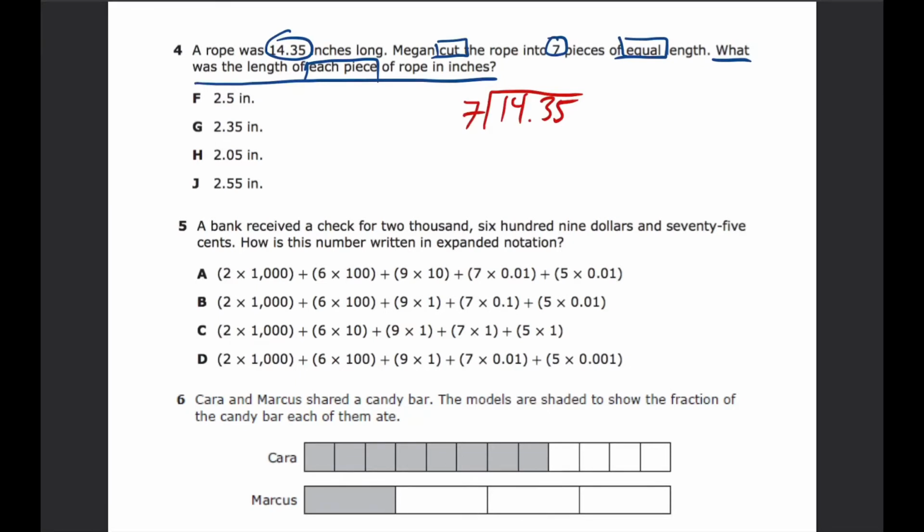Now when I have a decimal in my dividend, as we know, we just throw it on the roof and we forget about it. How many 7s are in 1? 0. How many 7s are in 14? 2. 2 times 7 is 14. Bring down my 3. Now this is the part most students forget or they mess up on. So how many 7s are in 3? And that is 0. So it is important to write your 0 there. And what that does, that allows me to go ahead and bring down my 5. How many 7s are in 35? Happens to be 5. 5 times 7 is 35. And now I'm done. I have an answer of 2.05 inches.